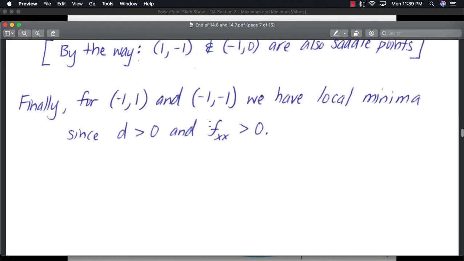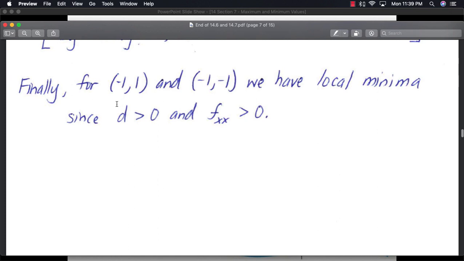Finally, for the last 2 points, we do get a positive D value for (-1, 1) and (-1, -1). And then again, evaluating these same points, plugging them into the second partial with respect to x, those also become positive values, which means that will give us a local minimum.